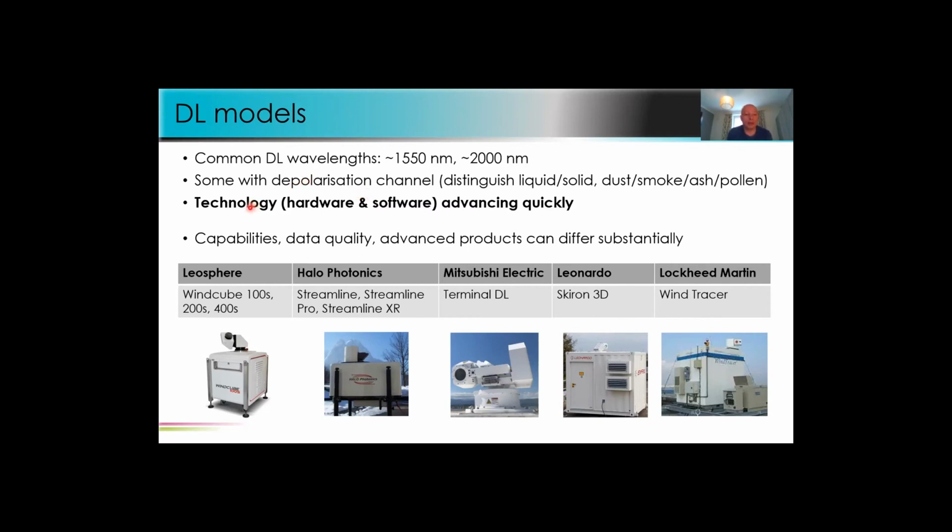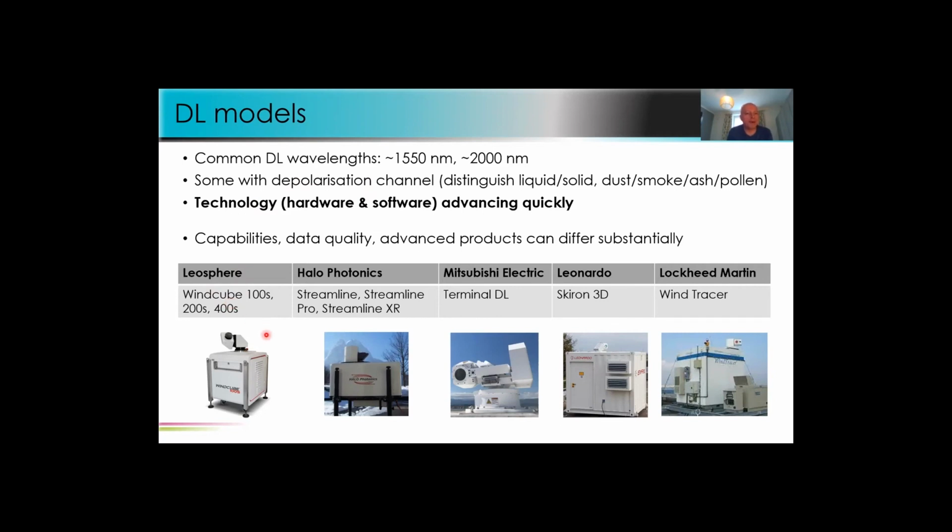Okay, so if we think about the sort of things that you might have heard of, there's two main companies that are providing quite small instruments. By this, I mean less than, say, 100 kilos. In other words, 2 people can carry them. So these are truly mobile. This would be the Leosphere systems, which are now owned by Vaisala. So this would be the WinCube 100S, 200S, 400S.